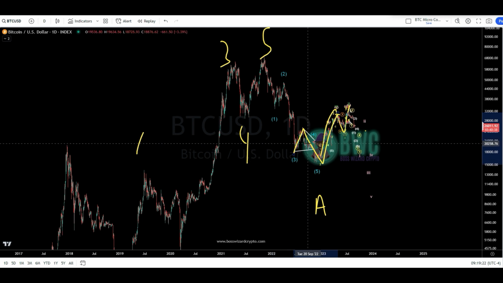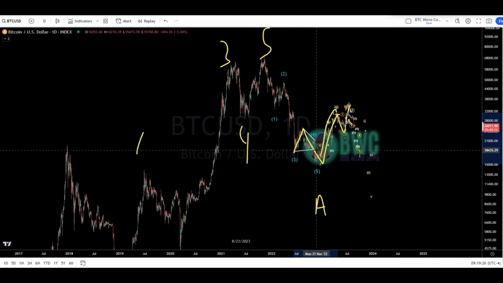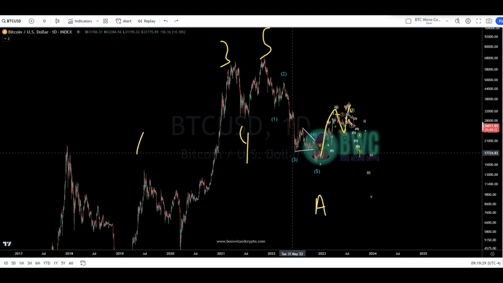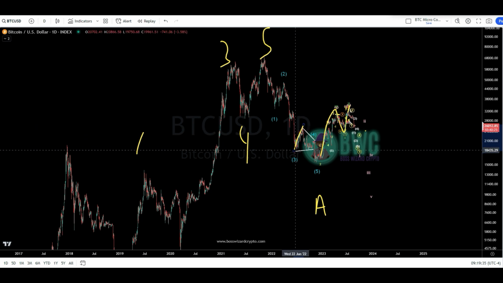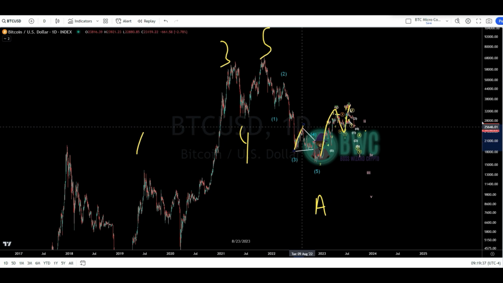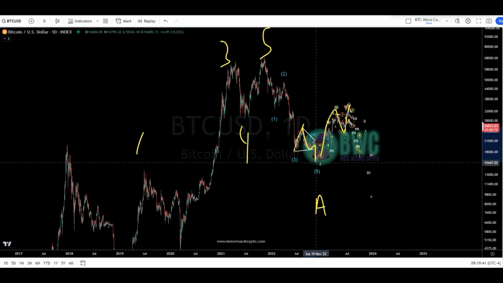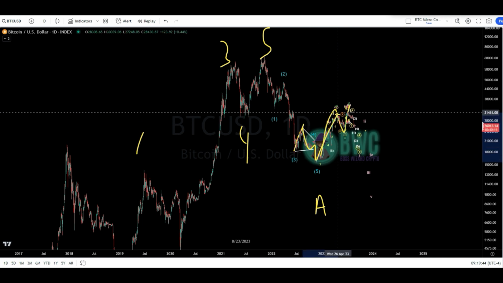So that's 3 waves. Then you'd be borrowing the A wave, right? You'd say that that's 3, which it is. That's a zigzag. It's a messed up looking zigzag, but it is one. It subdivides. And that's 3, and then that would be 5. I would believe that is an expanded flat.